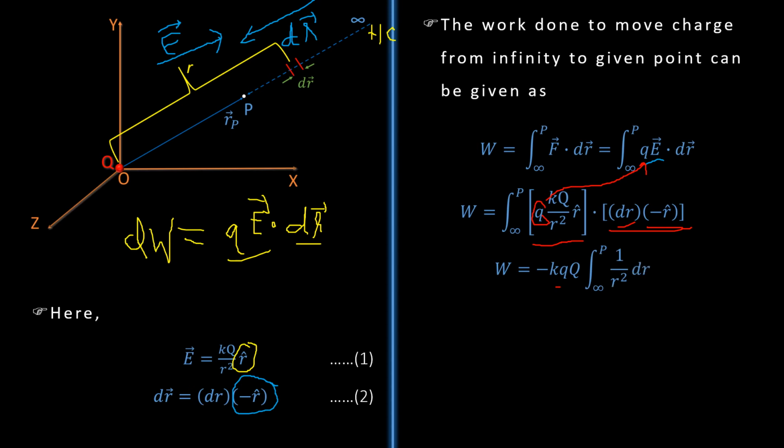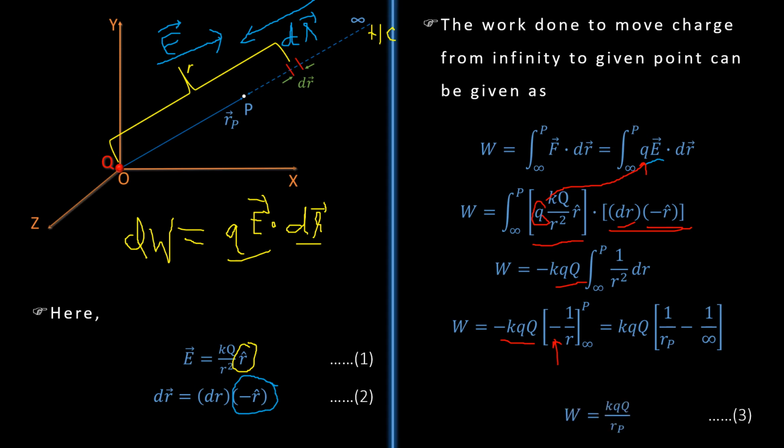What is the integration of 1 by r square? 1 by r square on integration will give you minus 1 by r. So now we have minus kQq and minus 1 by r. So minus minus will get us plus. Substitute the upper limit and lower limit, you will have 1 by rp minus 1 by infinity. Obviously 1 by infinity is 0. And so the work done is kQq by rp, that is the product of the two charges and the distance in the denominator.